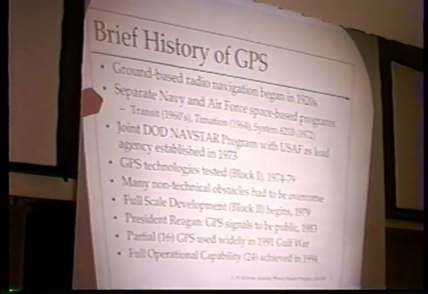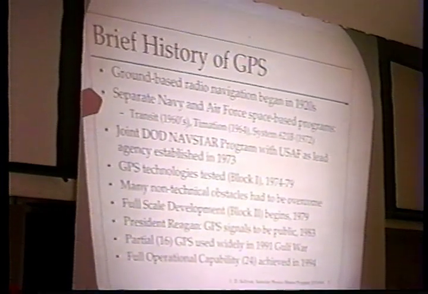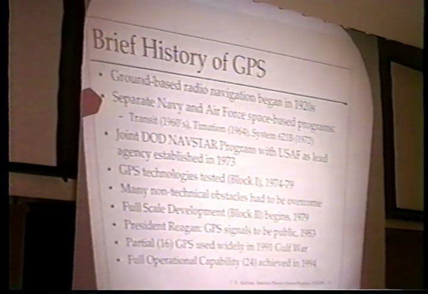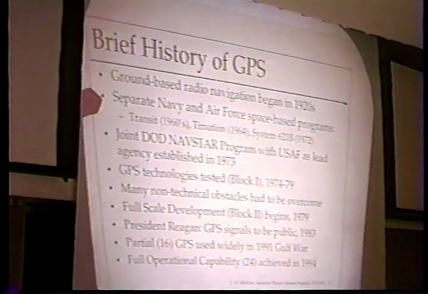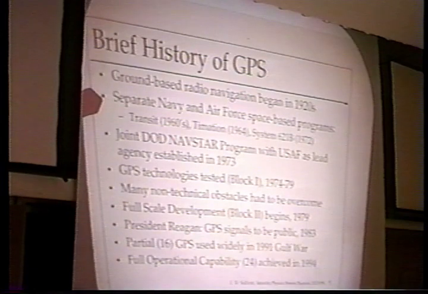They experimented with another system called Timation, putting highly accurate clocks in space, and the Air Force had its system called 621B. They used to number systems in strange ways. The Department of Defense established a joint program, and joint means all services, in '73 and put the Air Force as the lead agency for that.